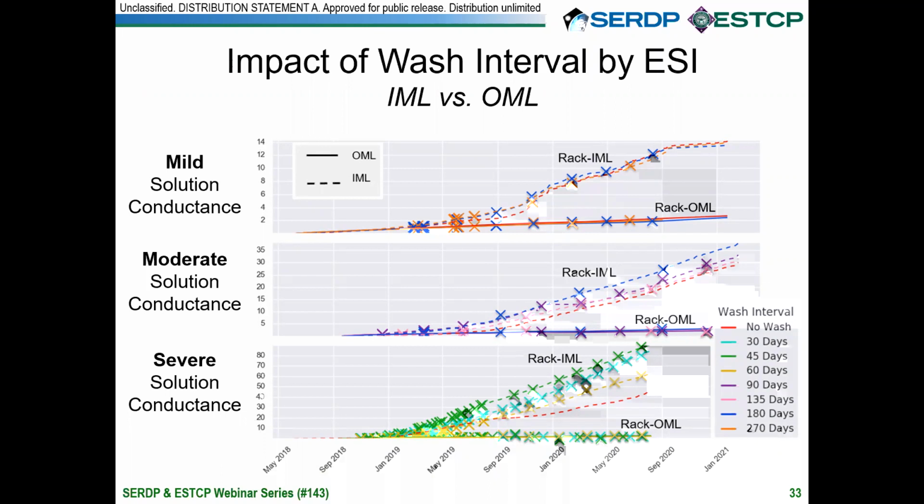Again, this is raw data, so we try not to draw conclusions from this. This is pre going into the algorithm, but you can see that actually the inner mold line in all three ESIs is more severe, or at least more conductive than the outer mold line, regardless of the wash frequency.